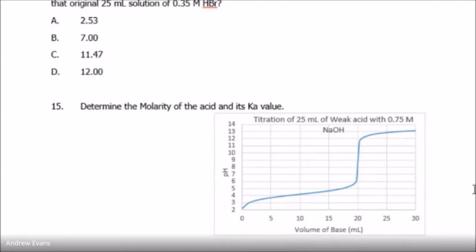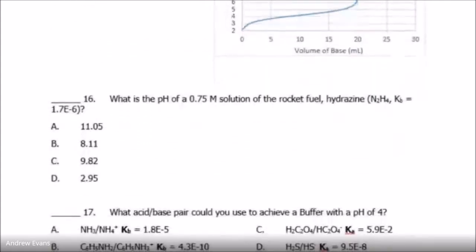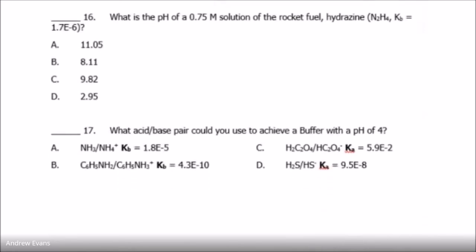Okay. Almost done. Last 4 problems. pH of a 0.75 molar solution of rocket fuel, Kb of 1.7 times 10 to the negative 6th. So this is a base, and I'm asking what is the pH? So it's going to be Kb equals x squared over base, and that's going to give us OH minus.